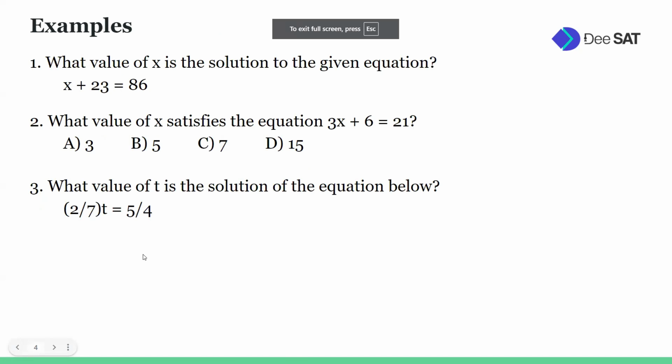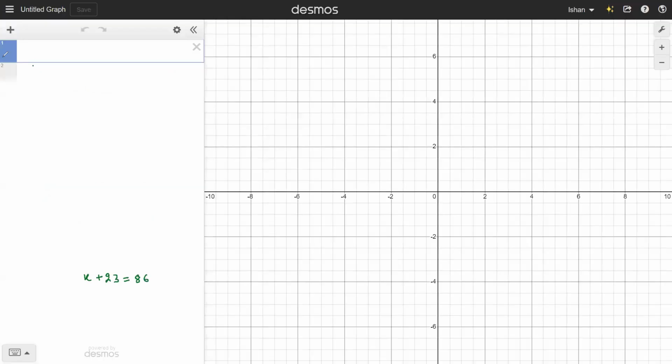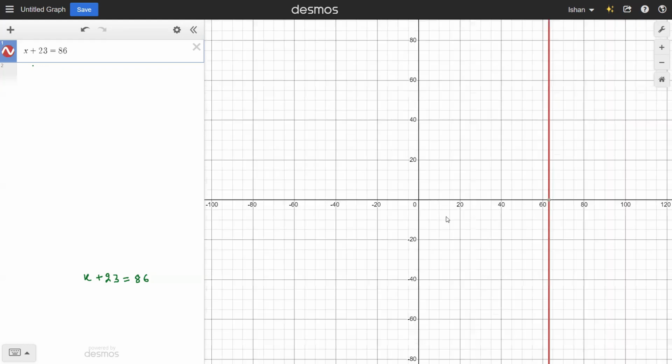Let's look at some examples for better understanding. If I'm looking at the very first example, it says what value of x is the solution of the given equation. The equation is given to me as x plus 23 is equivalent to 86. If I go to Desmos, there are two ways to solve it. Either I put the equation directly in as a graphing approach, that is x plus 23 is equivalent to 86. You will see the line being plotted. You need to zoom out and you will see that the line is plotted at x equivalent to 63. So the value of x is 63. The correct answer for x is 63.